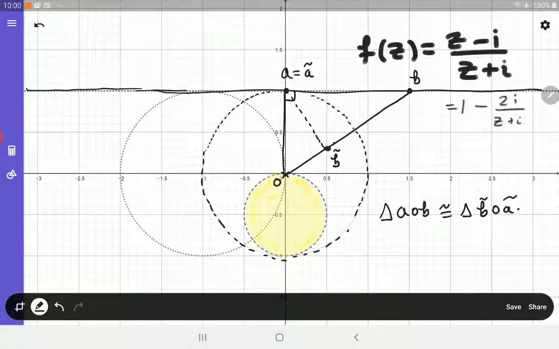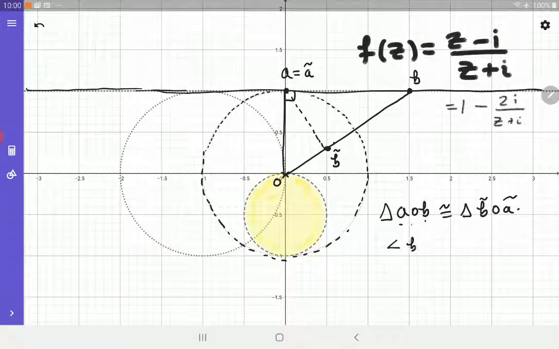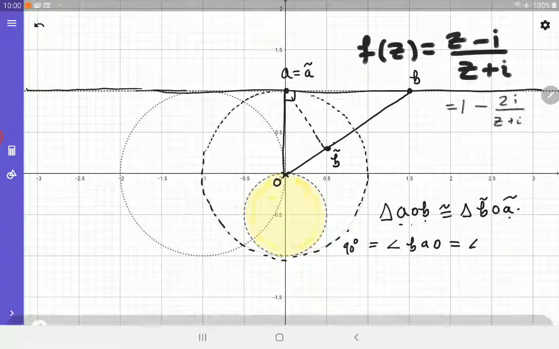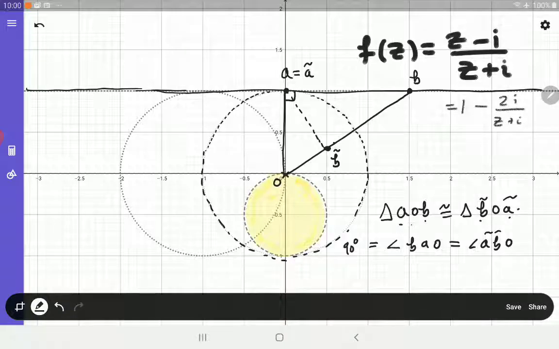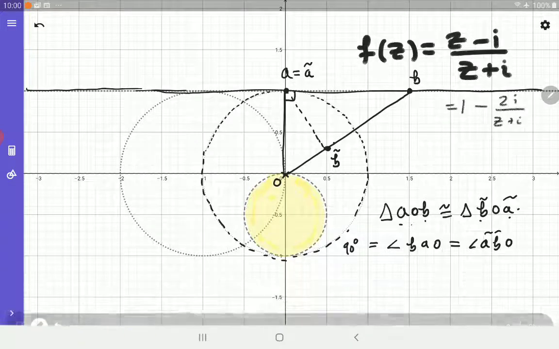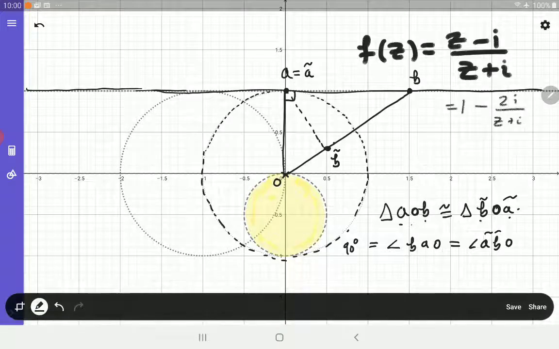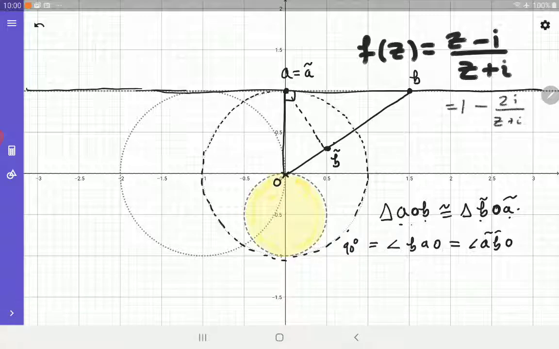And so that means that the angle BAO, which is 90 degrees, is equal to the angle A tilde B tilde O. Okay, O gets mapped to O. Well, actually, sorry. So A tilde B tilde O. Okay? Now A tilde is here, B tilde is here, and O is here, so that means that this guy right here is also a right angle.